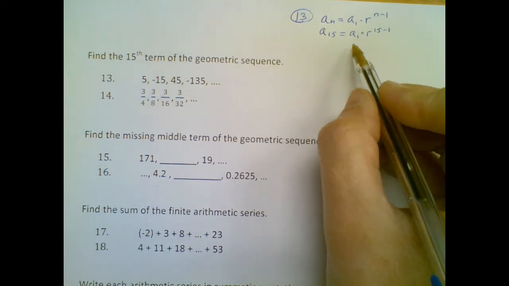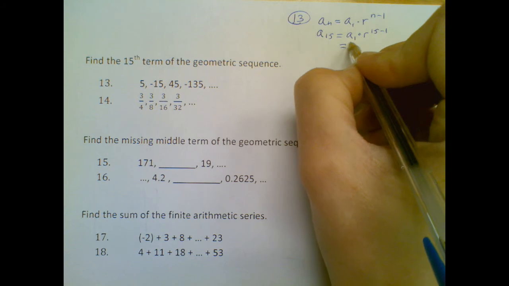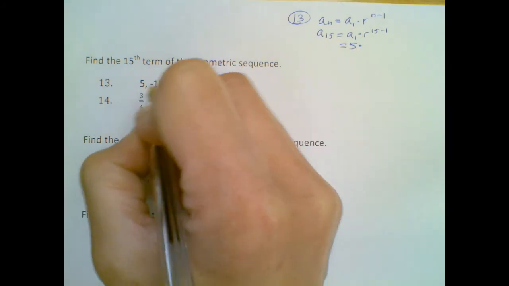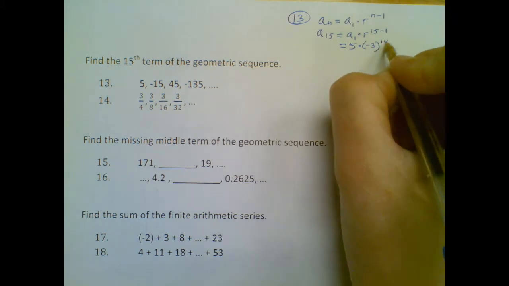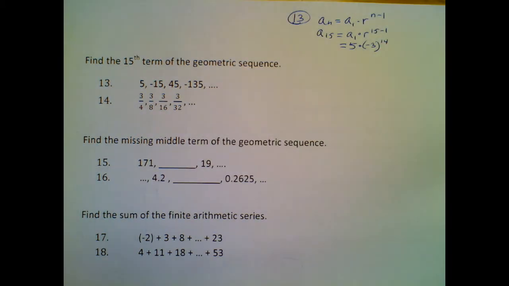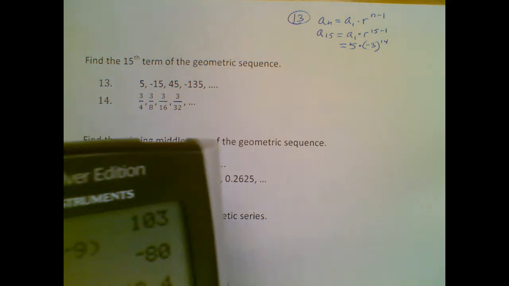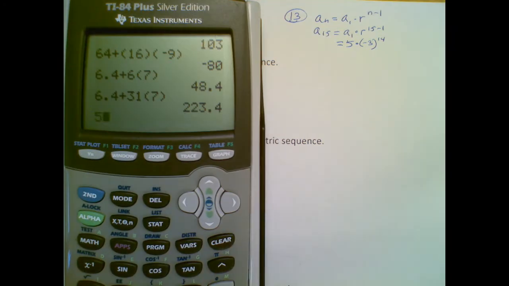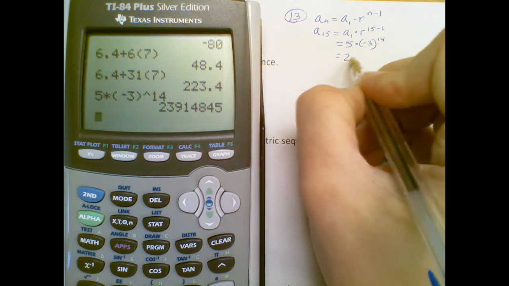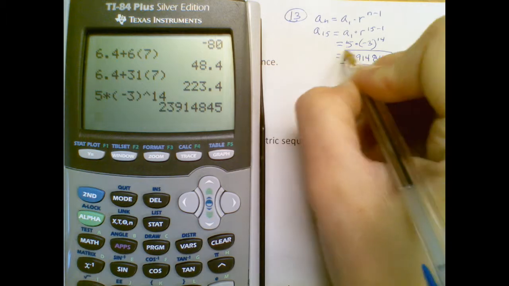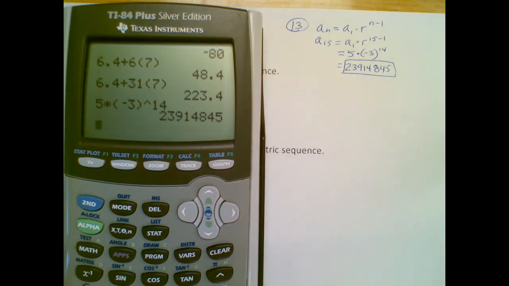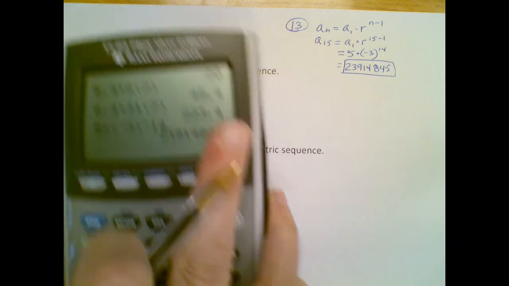Okay, our a sub 1 means what is the first term? So that is 5 times our r, they're multiplying by -3. And then we're going to subtract in the exponent spot, so we have 15 minus the 1. So then we're going to plug that into our calculator. We're going to get a really large number, so make sure you're not alarmed by this. It is a geometric sequence, so we should expect really large numbers or really small numbers depending on the pattern.